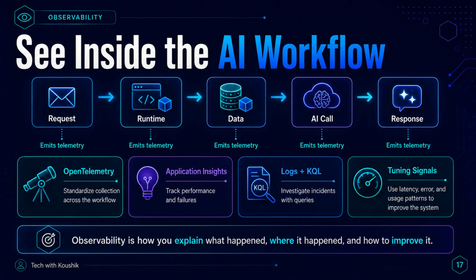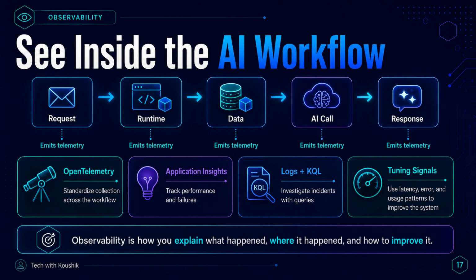OpenTelemetry provides a standard way to collect traces, metrics, and logs. Application Insights helps track performance, failures, and dependencies. Logs and KQL help investigate incidents. You can search for errors, slow requests, failed dependencies, and unusual patterns.